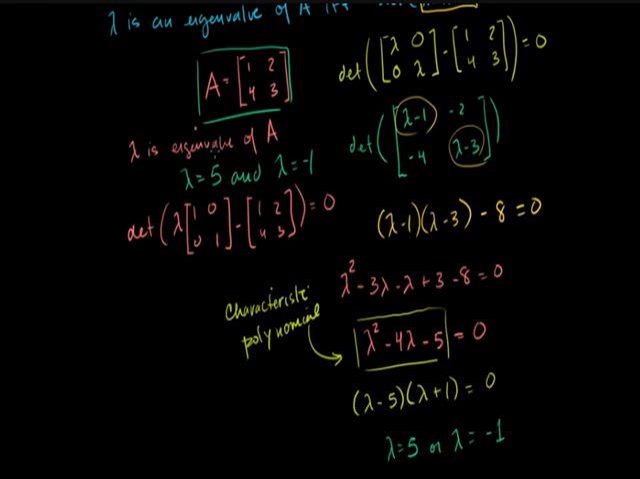These are the values of lambda, so we can say that there are two eigenvalues for this matrix A, and we can write this as A v = lambda v. The same result will be given.